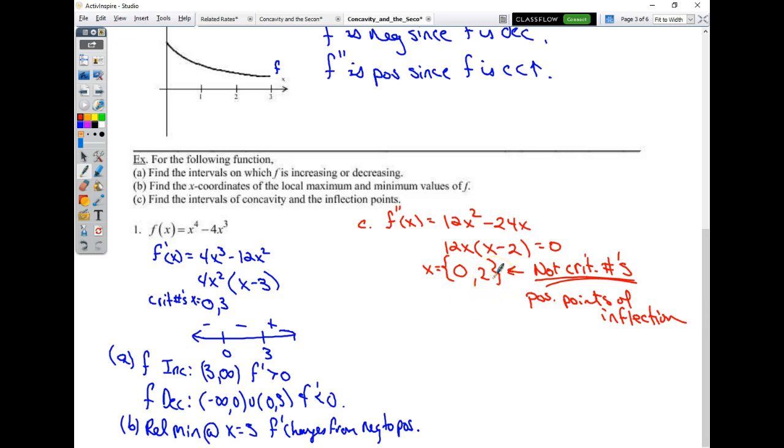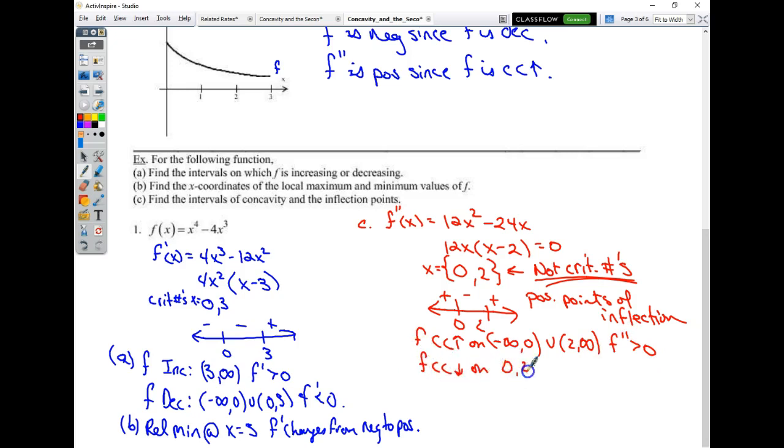So I got my 0, I got my 2. I create my chart, 0 and 2. It's a positive quadratic, plus minus plus. Always fun when we can do that. We say that f is concave up on negative infinity to 0 and 2 to infinity, since f double prime is greater than 0. And we say f is concave down on 0 to 2, since f double prime is less than 0. We also say there is a point of inflection, which after writing it once I will now abbreviate as POI. We have a point of inflection at x equals 0.